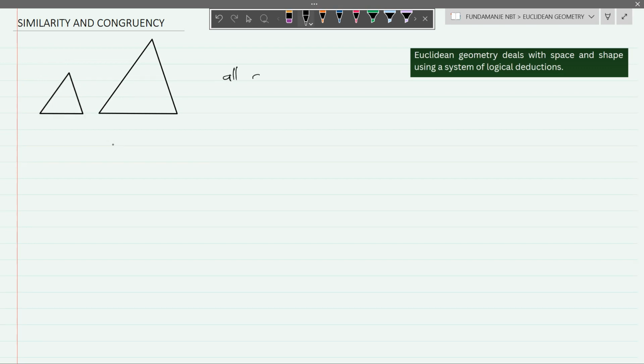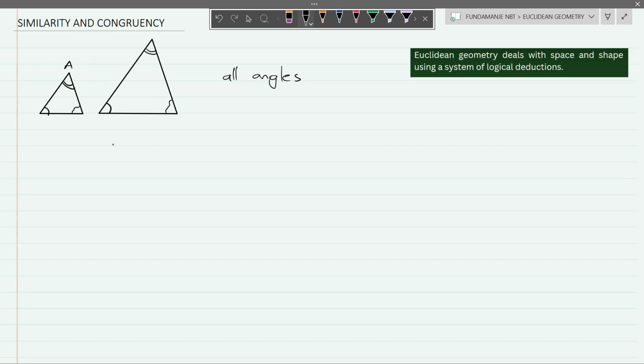All angles need to be the same. So that means this angle must correspond with that angle. This angle must correspond with that angle. And then lastly, this angle should correspond with this angle. And this is the only rule that is needed to prove similarity.